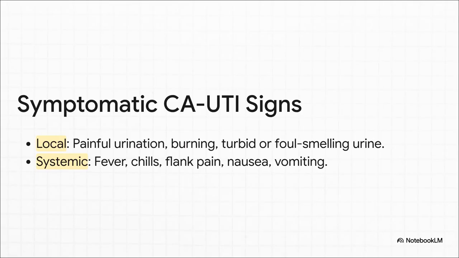So what are those signs? Well, they tend to fall into two buckets. You've got your local symptoms, things like painful urination, or maybe the urine just looks cloudy or smells bad. But the real alarm bells are the systemic symptoms. We're talking fever, chills, flank pain, things that tell you the infection isn't just in the bladder anymore. It might be heading for the kidneys. That's pyelonephritis, and that demands action, fast.